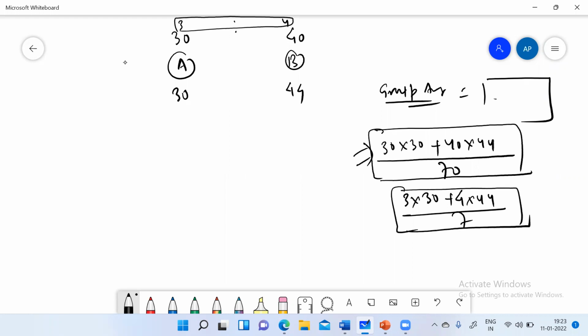ठीक है, यहाँ तक clear हो? Is everyone clear till that point, till this point? Yes sir. Yes, But sir.